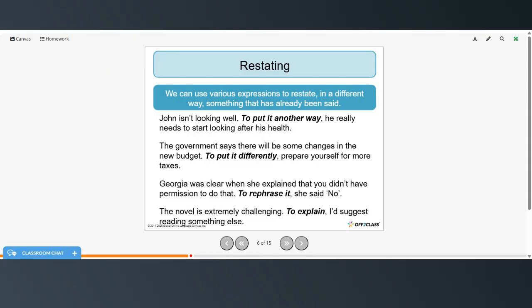Georgia was clear when she explained that you didn't have permission to do that. To rephrase it, she said no. And the novel is extremely challenging. To explain, I'd suggest reading something else.